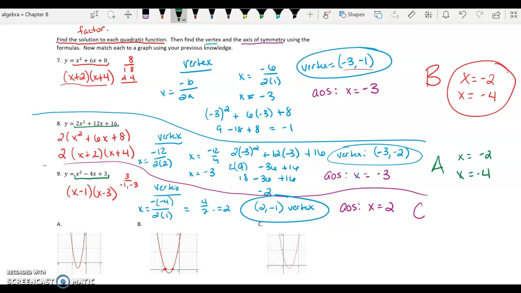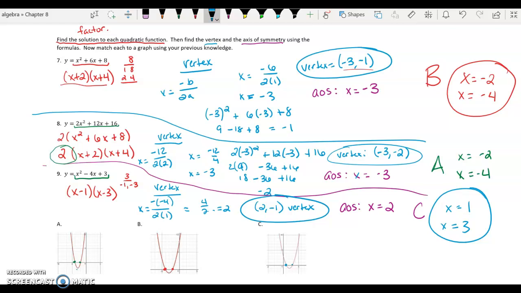If you notice, B and A are very, very similar. However, this 2 out front in number A kind of makes the parabola skinnier. See how skinny my parabola is compared to B? And lastly, you're going to get x equals 1, x equals 3. Notice it crosses at 1 and 3.